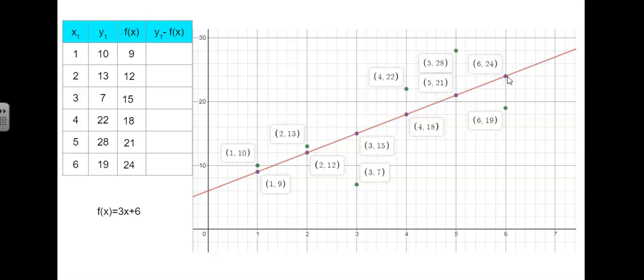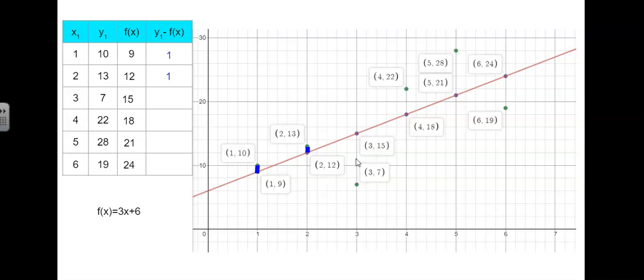Now when finding residuals, we're finding how far away each point is from the line. So the observed point that is originally graphed, this point (1, 10), how far away is it from the line? It is 1 unit above the line. So 10 minus 9 is 1. I go over to my second point, and that one is also 1 unit above the line. 13 minus 12 is 1.